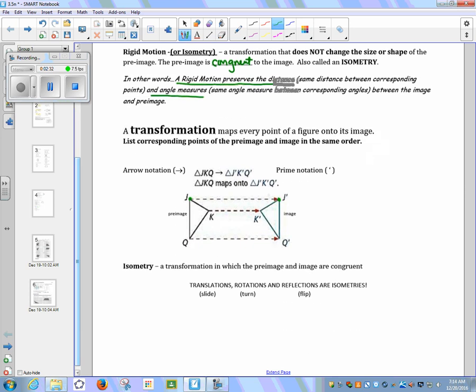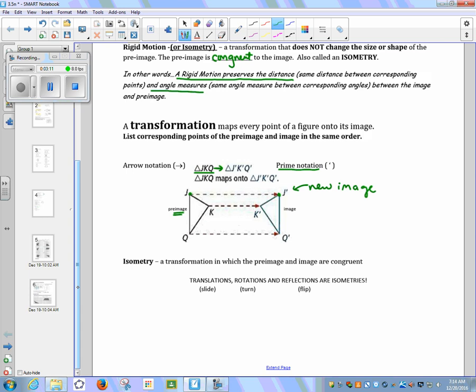Okay, so there's a little notation here that you need to know. This one says triangle JKQ, and then this arrow means maps to triangle J prime, K prime, Q prime. That prime notation is a signal to you that that's the new resulting image. If there's no primes, that's what you know is the pre-image. So we start with triangle JKQ, and it maps to J prime, K prime, Q prime. So obviously J corresponds with J prime, etc.